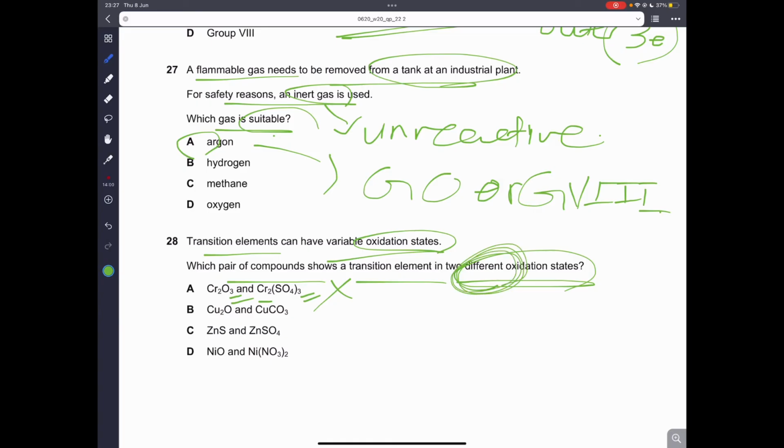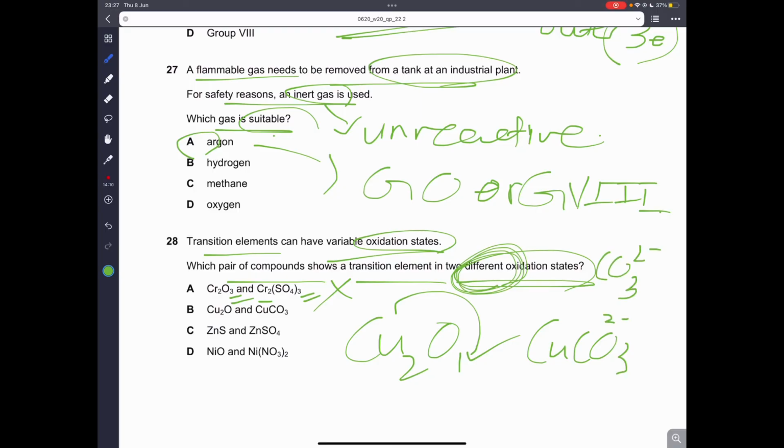Now let's look at option B, Cu2O. There Cu has an oxidation state of 1, and CuCO3. Remember, the carbonate ion is 2 minus. If it's 2 minus, copper has to be 2 plus, and therefore the copper has an oxidation state of +2 and +1, and this means that they are different, therefore B is the correct answer.